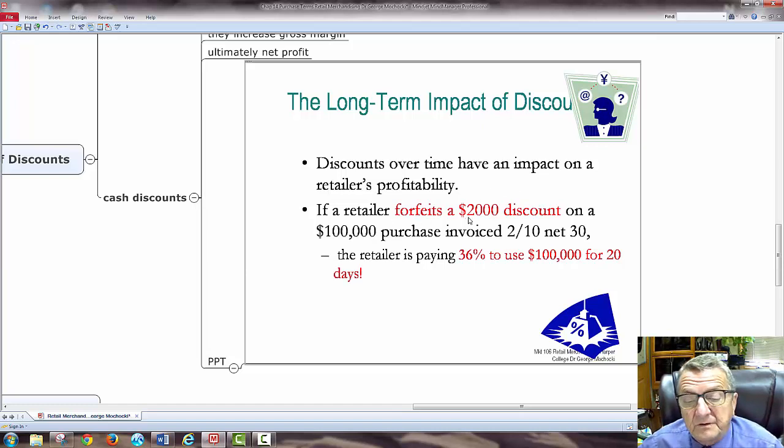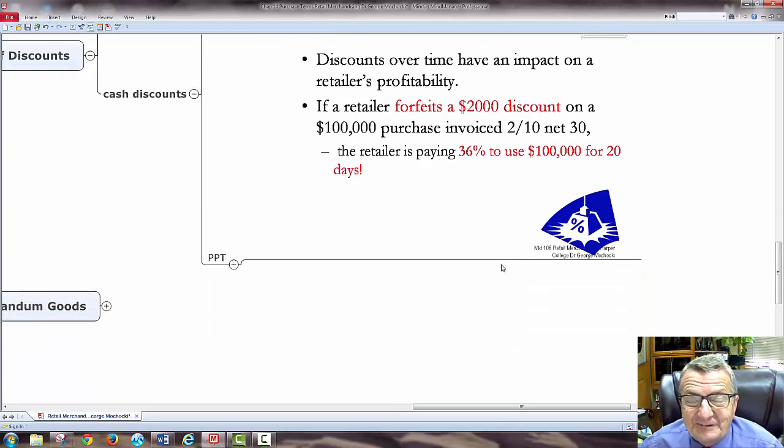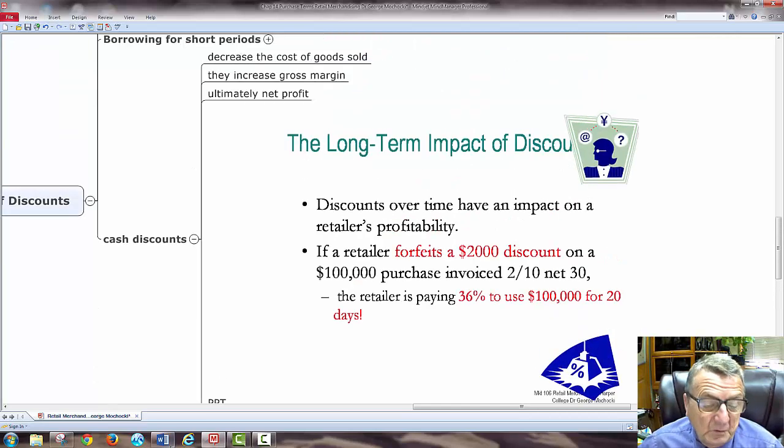If a retailer forfeits $2,000 discounts on a $100,000 purchase invoice, 2/10 net 30, the retailer is paying 36% to use $100,000 for 20 days. He forfeited. He thought he got it, but he didn't. So you see how much he got? He's paying extra for that. So you don't want to miss.